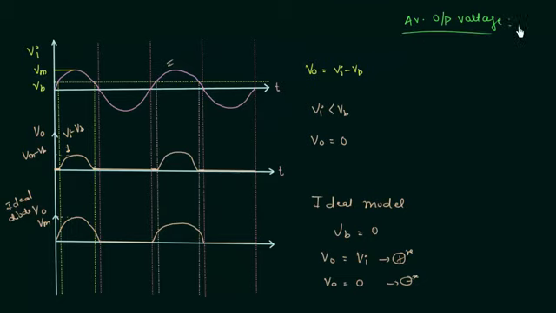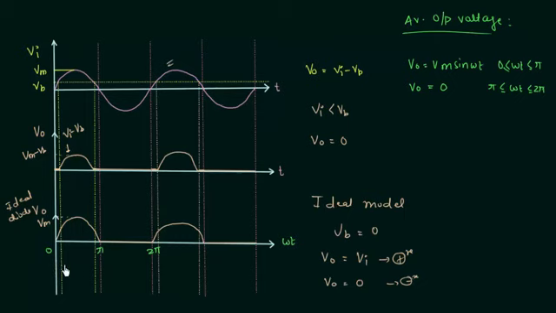The output voltage for the positive half cycle when omega t is from 0 to pi is given by Vm sine omega t, because we have sinusoidal waveform. When omega t is from pi to 2 pi, the output voltage Vo is equal to 0 volts.